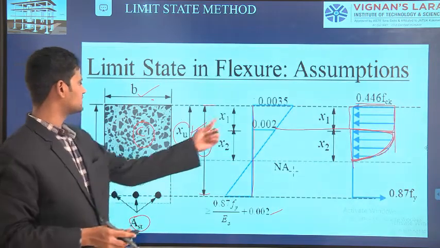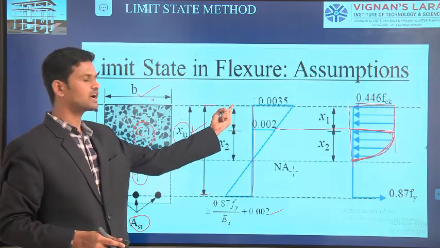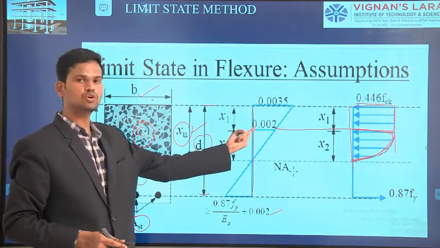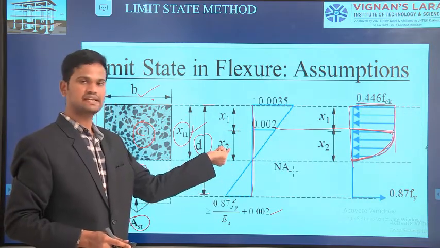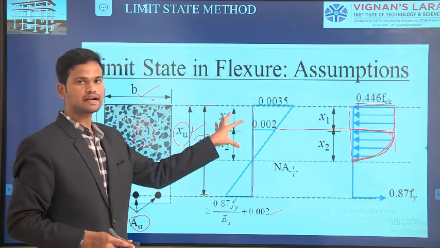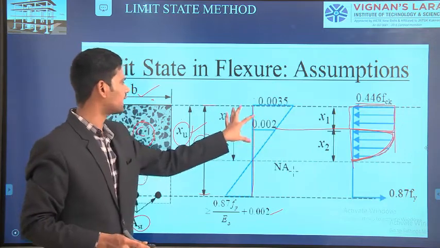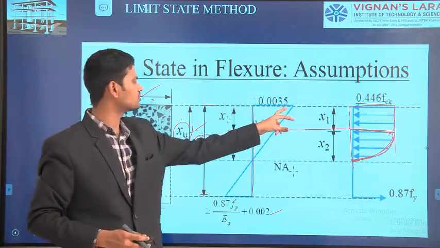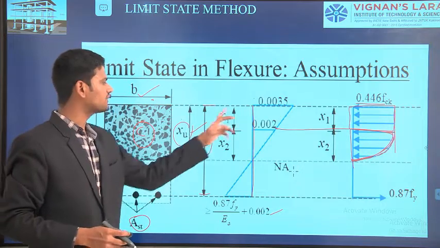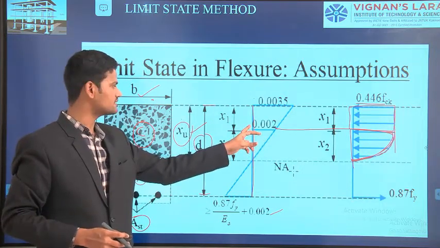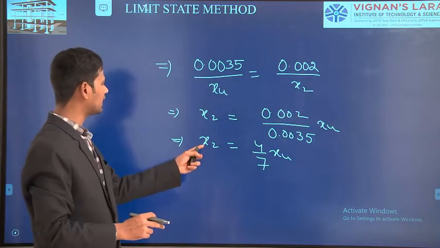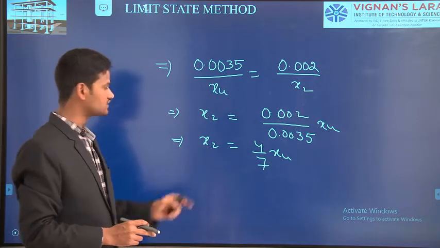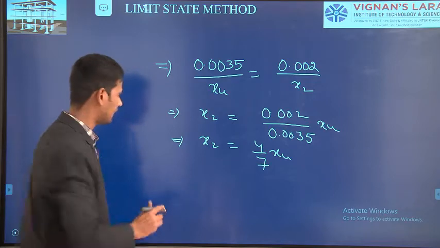If you see here, this is x1 from the top of the compression fiber to the 0.002 point, and from 0.002 to the neutral axis I am taking it as x2. From similarity of triangles, considering the big triangle, 0.0035 divided by XU, and from the small triangle, 0.002 divided by x2, if you calculate x2, we get 4/7 of XU.